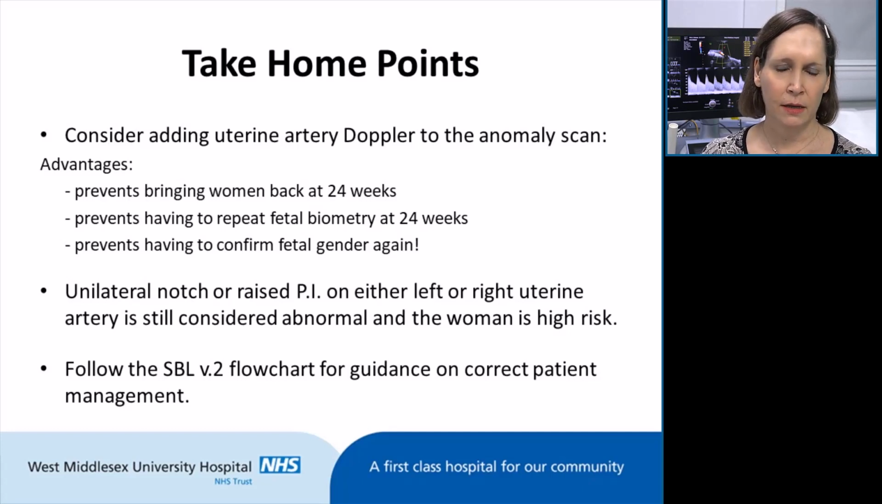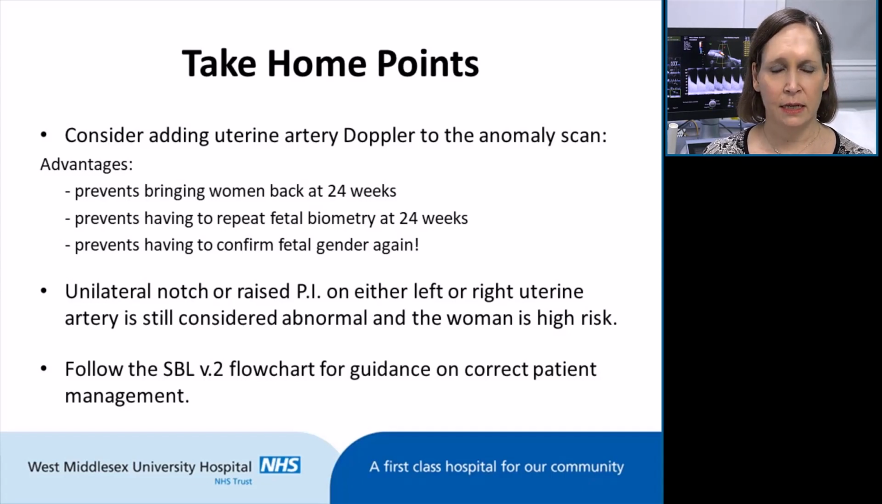Take-home points are, to help with the management of your patients, I would advise that you tag on the uterine artery Doppler at your 20-week anomaly scan. I know that it may result in a few more false positives, but I think that if you were to bring them back at 24 weeks, it negates then losing the 28-week growth scan.